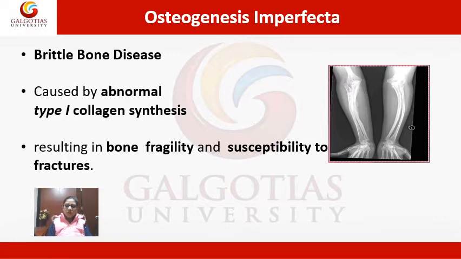Brittle bone disease means there will be a roughness of the bone which will make it weaker. It is caused by abnormal type 1 collagen synthesis and it results in bone fragility and susceptibility to fractures.